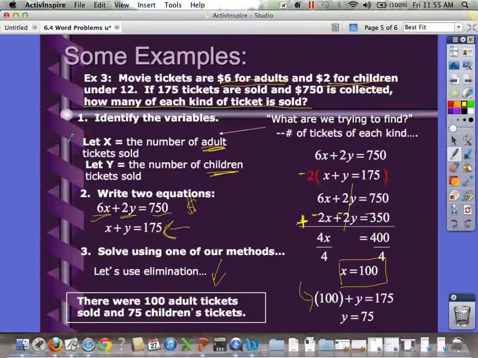But the key is to make sure you write down what you set these up for, because one person next to you may have said, let Y be the adult tickets, and the other one might say, let's do it this way. You need to write down what you set each one for, so that when I come around and look at what you've got, I'll be able to understand what you did. Please, this is the key: making sure you write down and identify those variables.